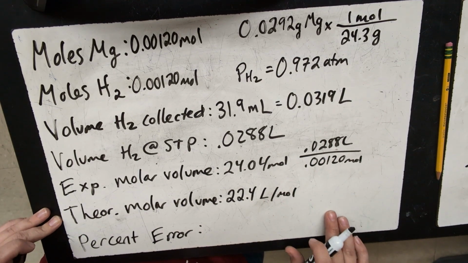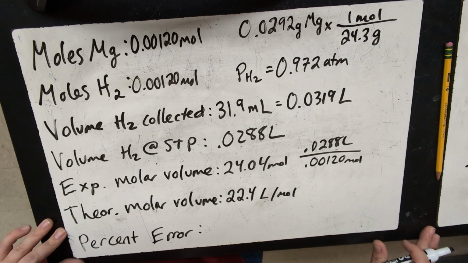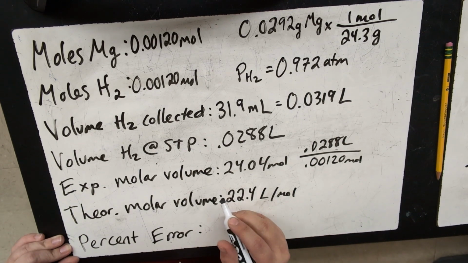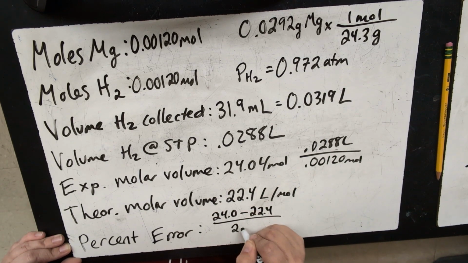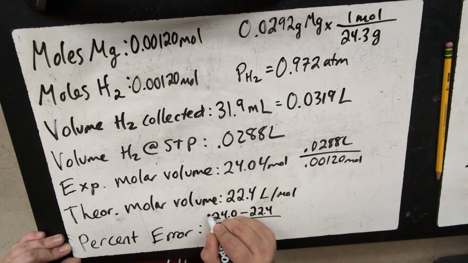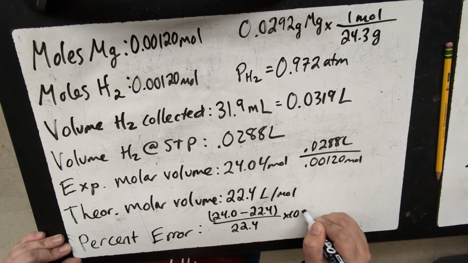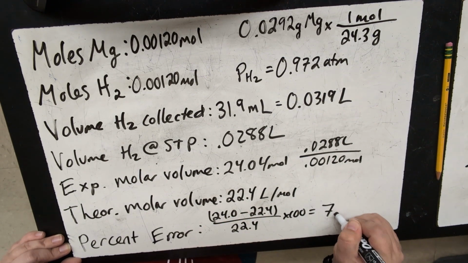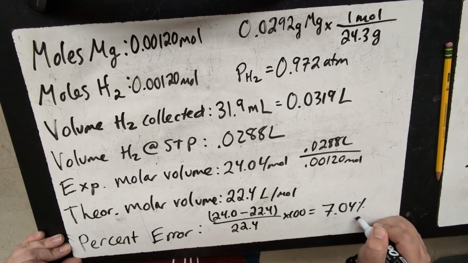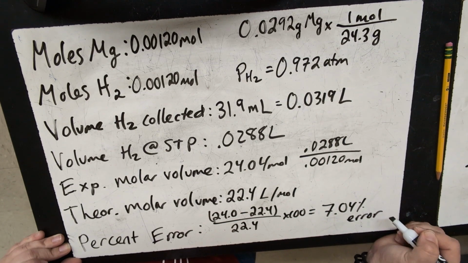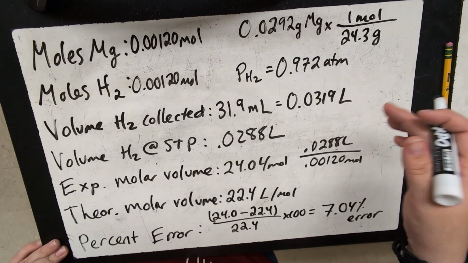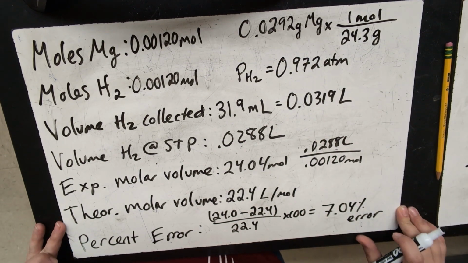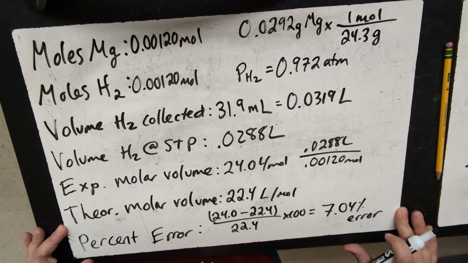And then we're going to use that value to find the percent error. So percent error, we're going to do the 24, the experimental, minus the theoretical, all over the theoretical, times 100, and I got a 7.04% error, which is pretty good. And students usually get a fairly low percent error for this lab, provided they get through the calculations pretty readily.